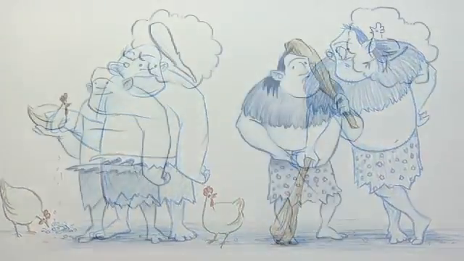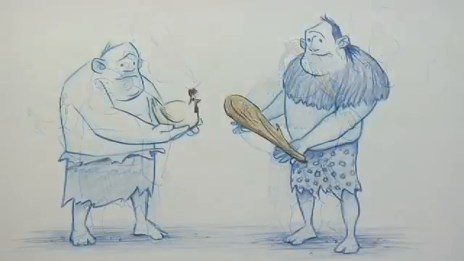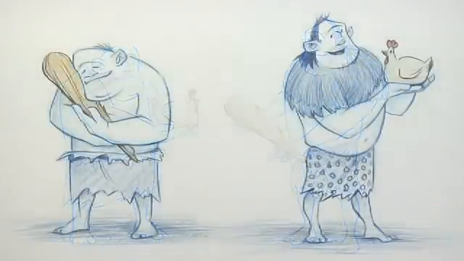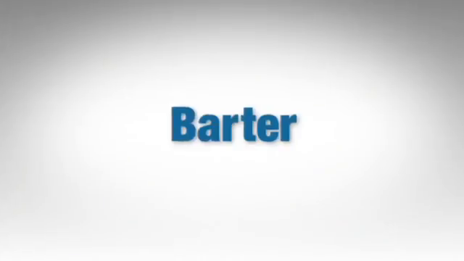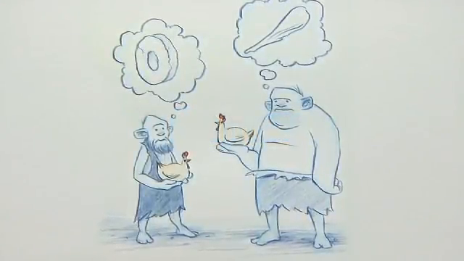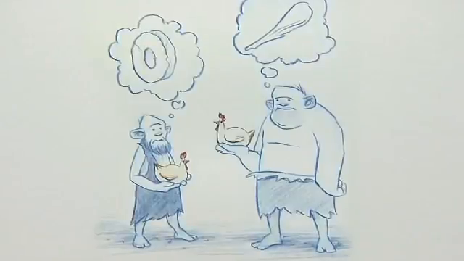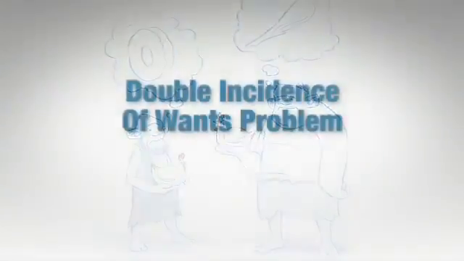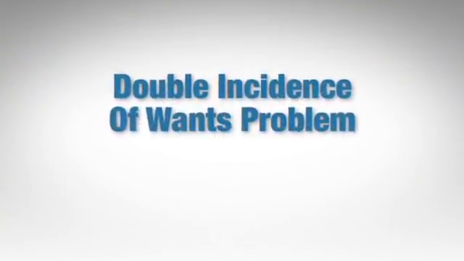Before the invention of money, people exchanged things that they produced for things that other people produced. We call this barter. Barter is very inefficient because you have to find someone who not only has what you want, but wants what you have. Economists call this the double incidence of wants problem.